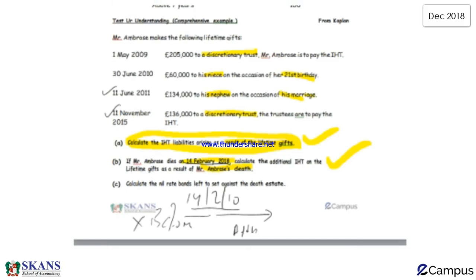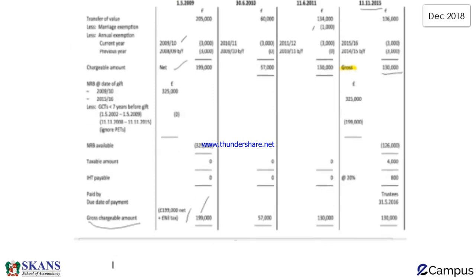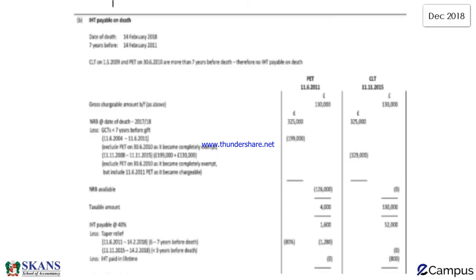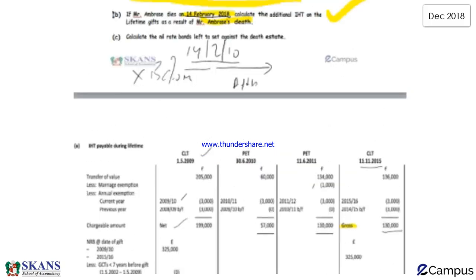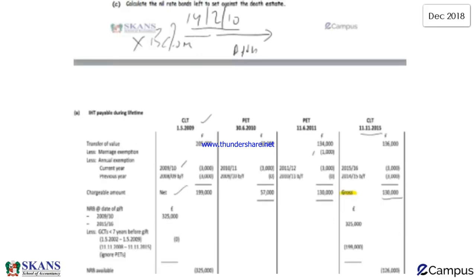Now, looking at IHT payable on death. As we can see, only the last two transfers became chargeable. Now you should consider that in the lifetime calculations, we had 4 transfers, out of which we are doing death calculations on only the last 2 transfers.